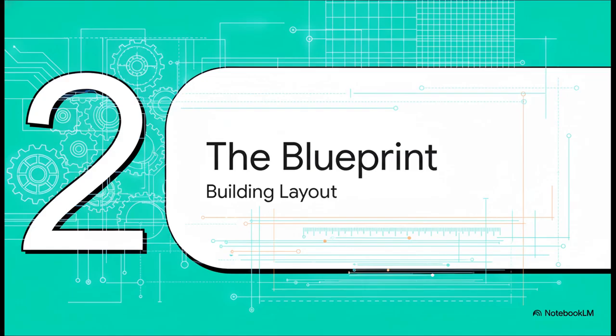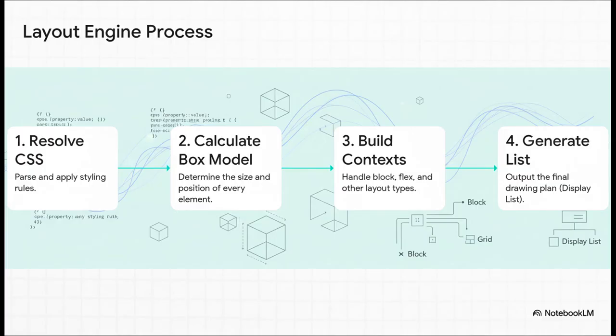All right, we have our canvas. Now we need a blueprint for what to draw on it. This is the layout phase. It's where Azul takes your high-level styling rules and turns them into a concrete plan of exactly what goes where. The layout engine is a really methodical, step-by-step process. First, it parses and figures out all the CSS rules. Then it calculates the size and position of every element using what's called the box model. After that, it builds formatting contexts to handle different layout types. And finally, it spits out a master plan called the display list.